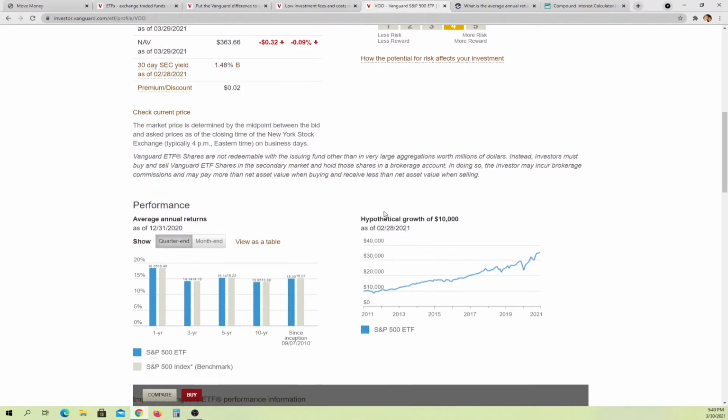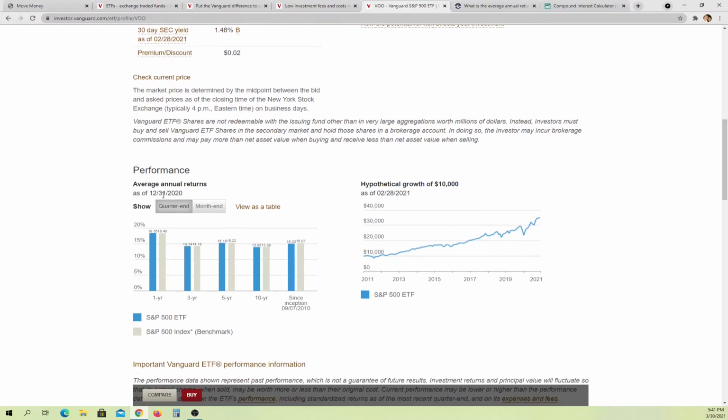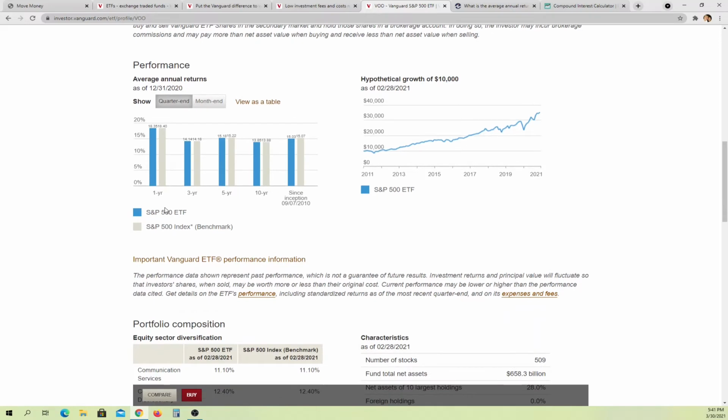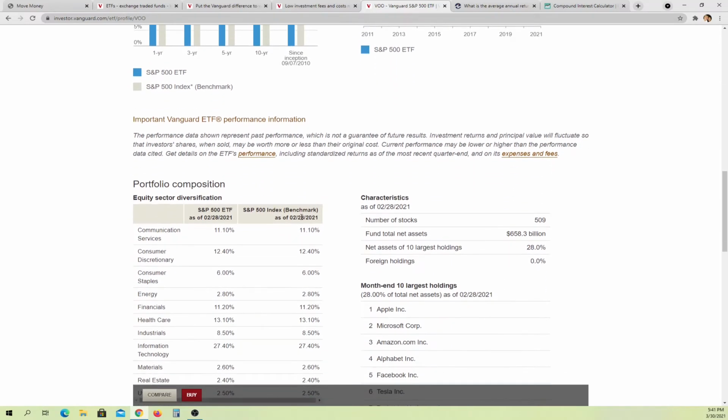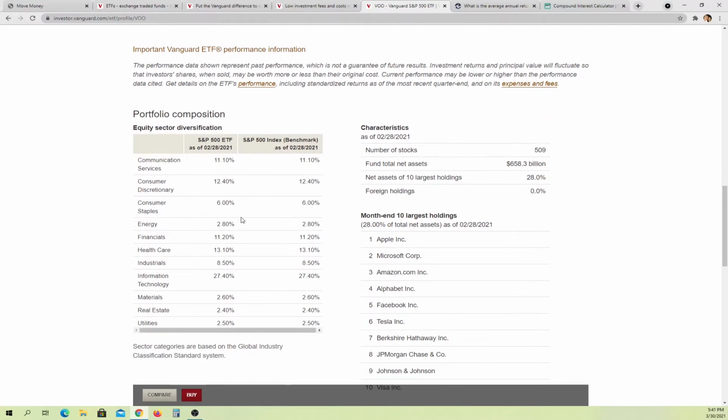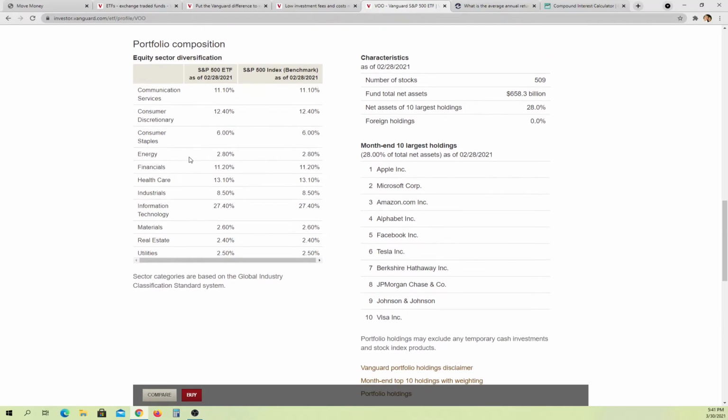And down here, hypothetical growth: if you had put $10,000 in this account in 2011, today you would have $35,142. There's lots of different information in here. Everything you want to know about this one fund is all right here. Always analyze and understand what you're putting your money into. Number of stocks, 509 different stocks in this one fund.